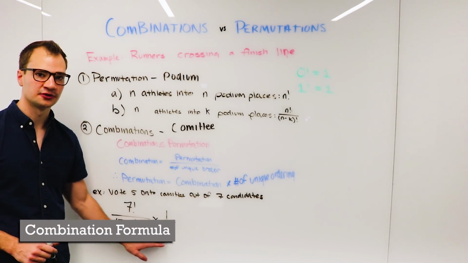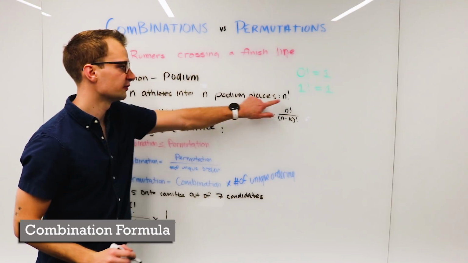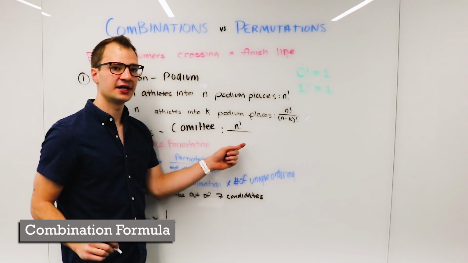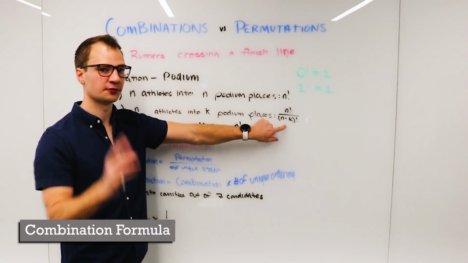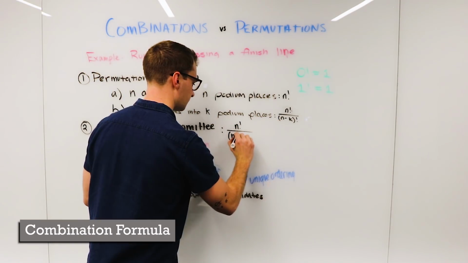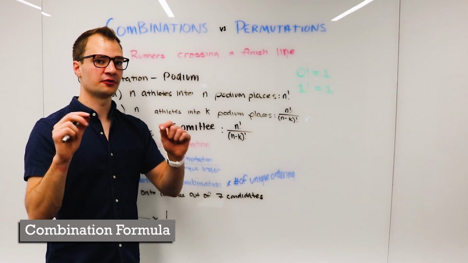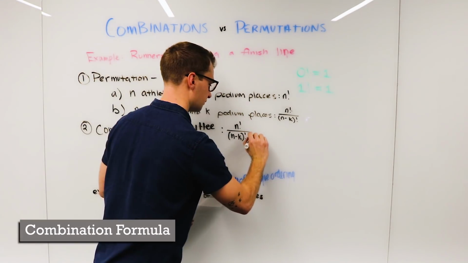Now, let's write the general version of this. So we know that we started with our vanilla permutation. We divide out the number of ways that the remaining competitors can finish. We don't care about them. And then we also divide it out by the number of ways that they can be uniquely ordered.